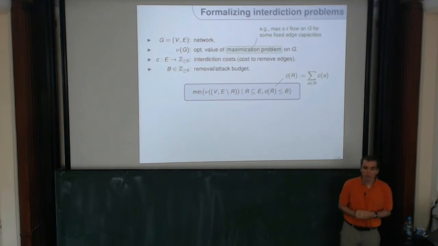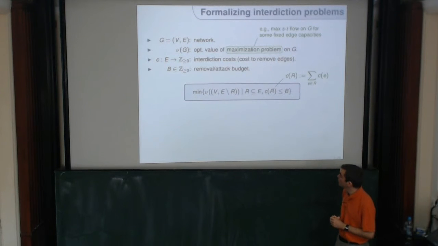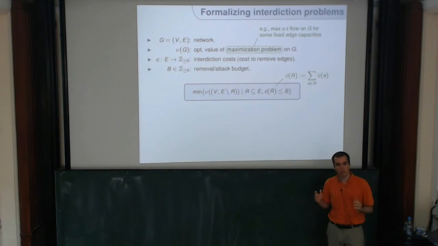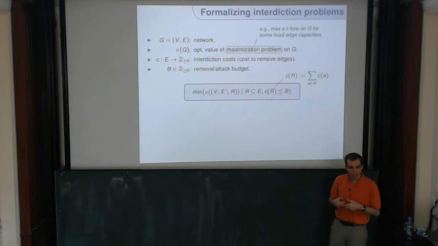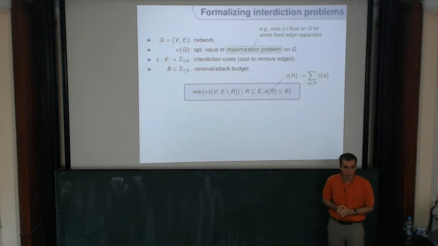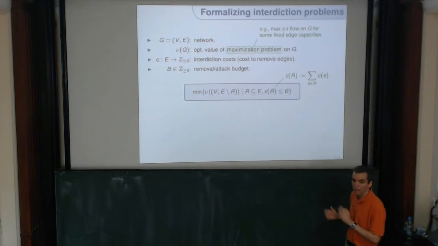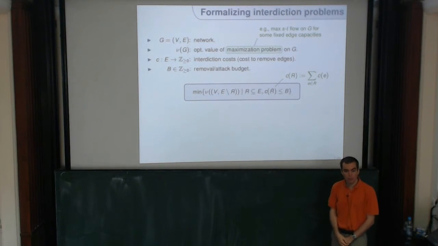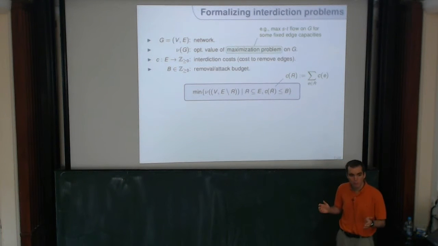Good. Now I want to define things more formally. I want to talk about network interdiction, so network optimization problems. There's always a nominal problem. Think of the nominal problem, for example, as being a max s-t flow problem. Just to fix things, let's assume it's a maximization problem, but of course you can define it as well for minimization problems. It's completely analogous, there's no difference. So you're given a network and an optimization problem like max s-t flow, and with mu of G, I denote the optimal value of that nominal problem. Furthermore, you're given interdiction costs on the edges and a global interdiction budget, or removal or attack budget. And so what is the task?